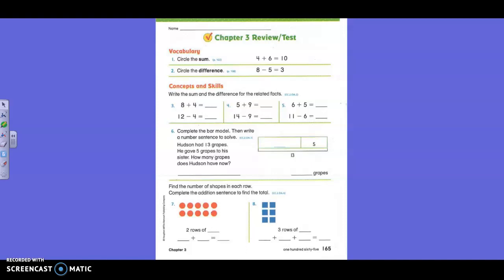So we have a math test tomorrow, and we're just going to do our chapter 3 review test today. Basically, these are things that you're going to need to know for your math test. Okay?